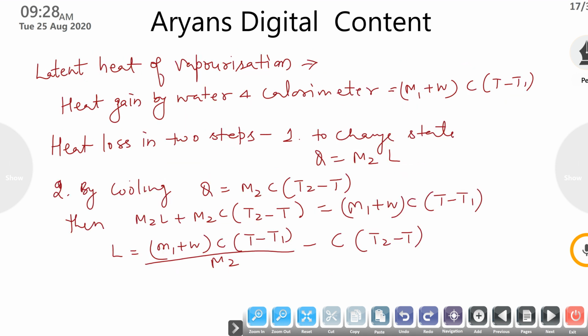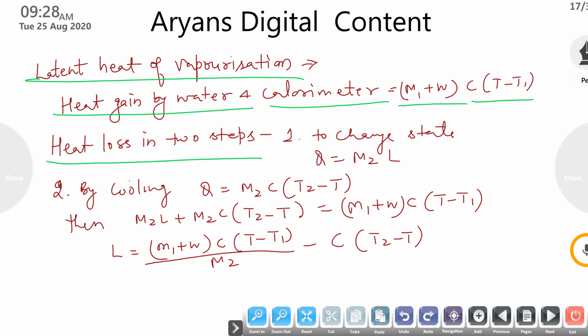Now to find the latent heat of vaporization. Vaporization means now we have to find the latent heat of water. So let us consider it. The heat gained by water and calorimeter is simply M1 plus W, times C, times T minus T1. This we have studied in the last slide also. Now heat loss by the vapor.